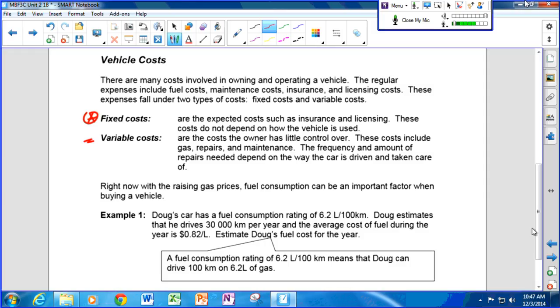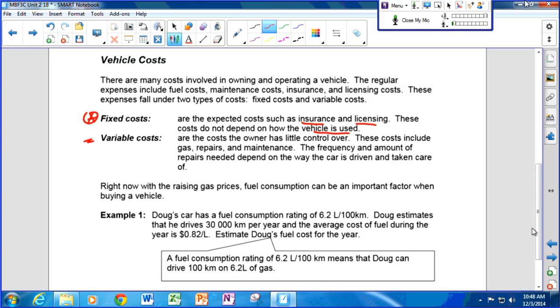So fixed costs are the things like insurance and your licensing, right? Your payment, your regular monthly payment, and it really doesn't depend on how the vehicle is used, right? You're going up and down the winter road. Your monthly payment's going to be the same. Your insurance, check with your insurance company to make sure that you are insured for the winter road, or at least you know you're not. And then the licensing, whatever you have to pay.